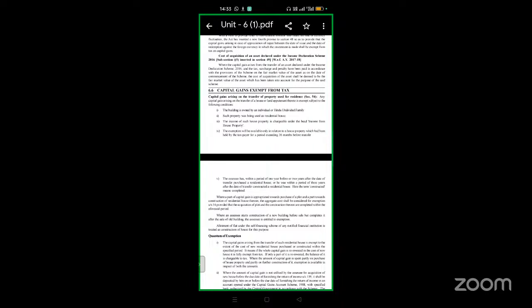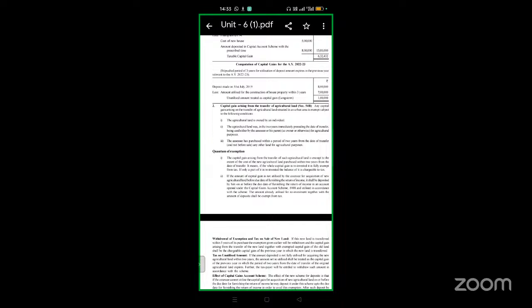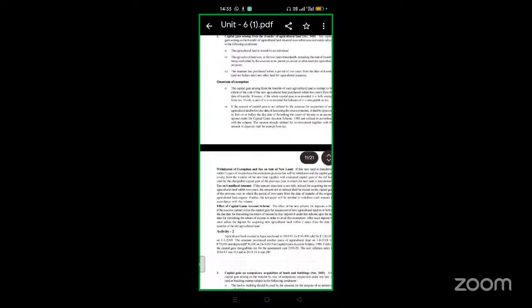Next is 54B. Capital gain arising from transfer of agricultural land. Means if you have any agricultural land and you are selling it, and whatever income you get out of that, if you reinvest in the purchase of any other agricultural land, in that case you will get an exemption. Next, section 54D. Capital gain on compulsory acquisition of land and building.